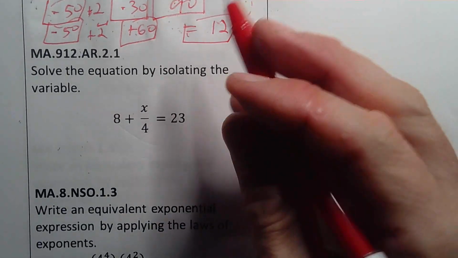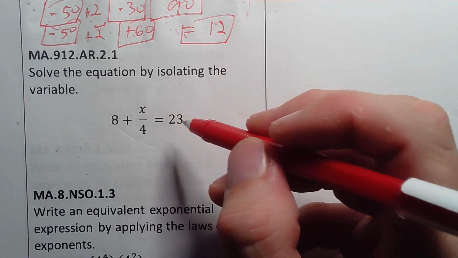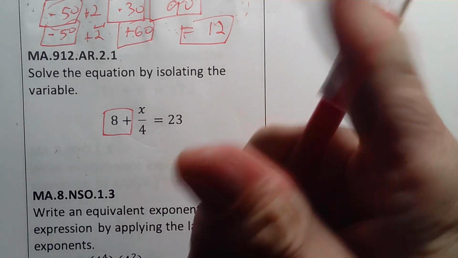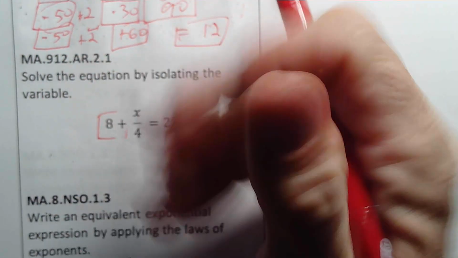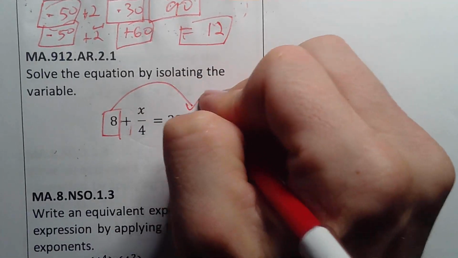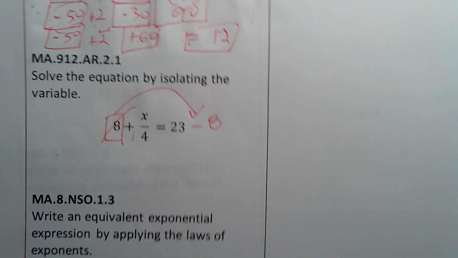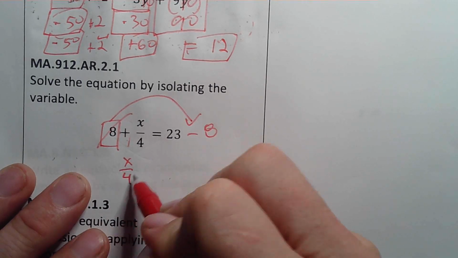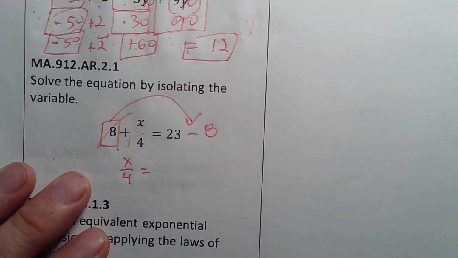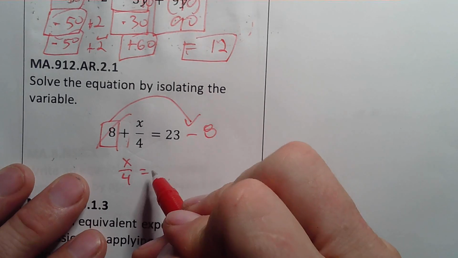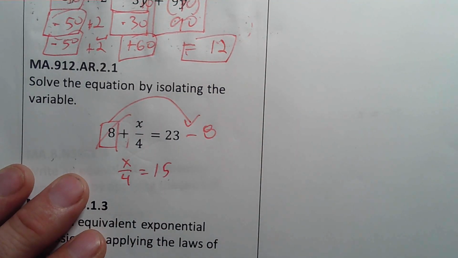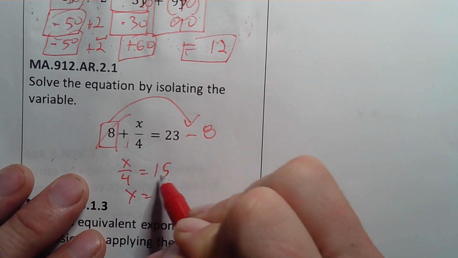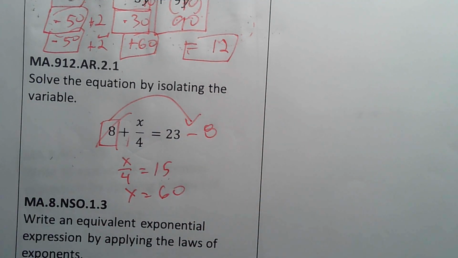Okay, so here's another one. We're going to isolate this and then solve for x. The first thing I'm going to do is move, oops, don't want to move that plus. I'm going to move this 8 over to here by subtracting 8 from both sides. And then that's going to be x over 4 equals 23 minus 8, which is 15. Multiply both sides by 4. X equals 60.